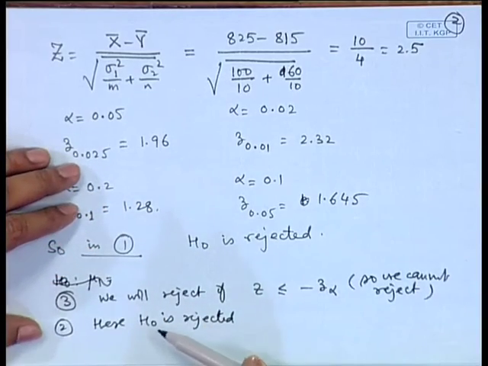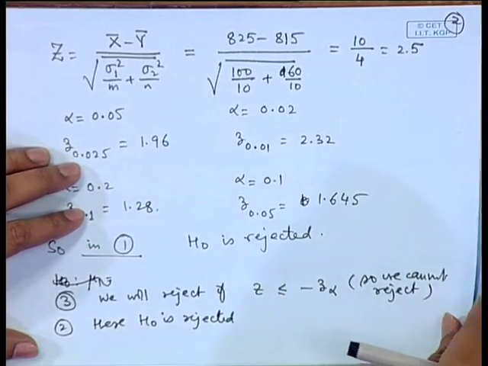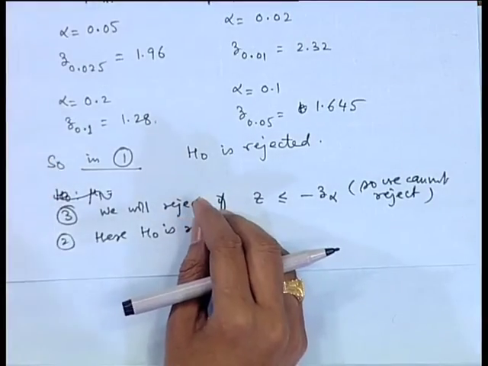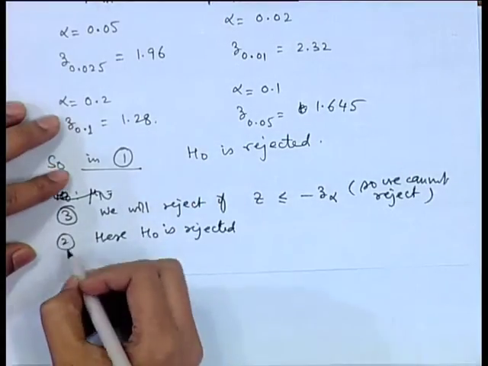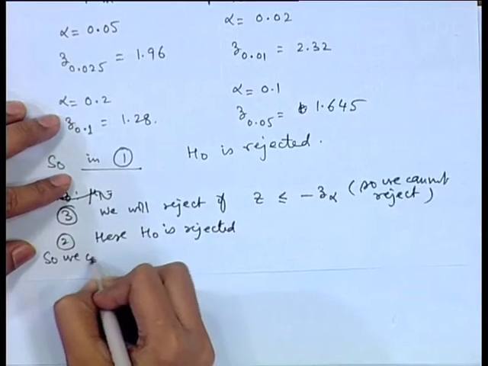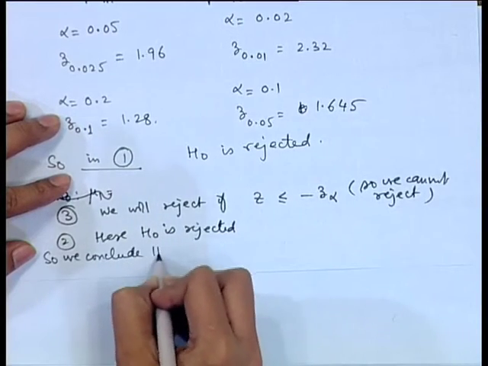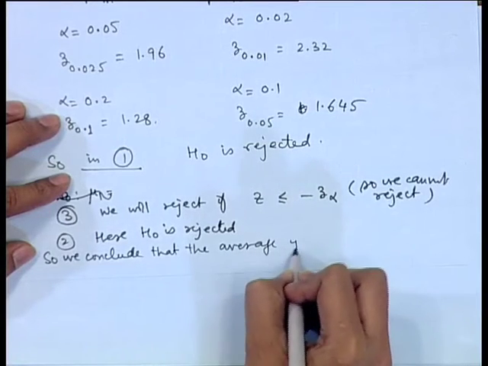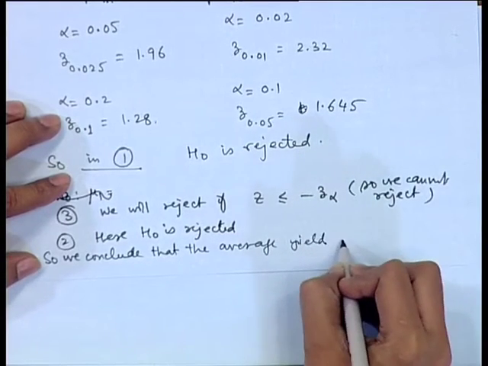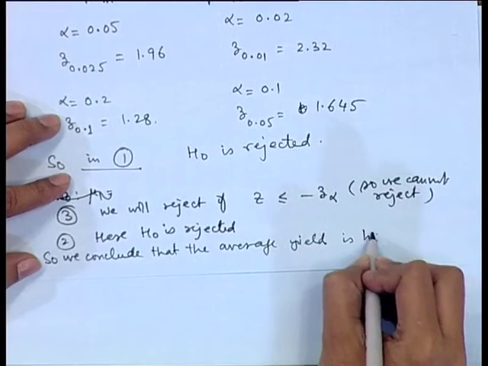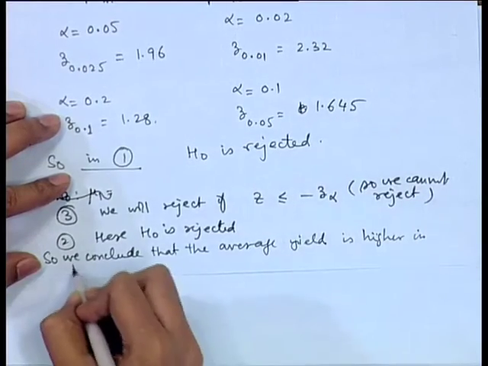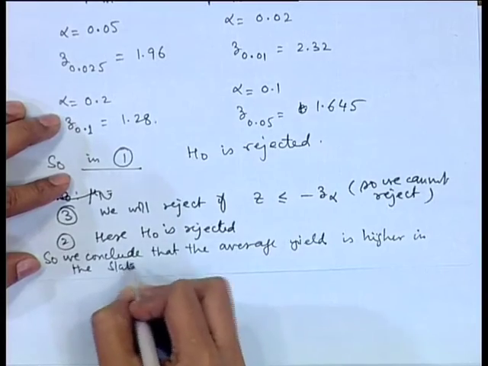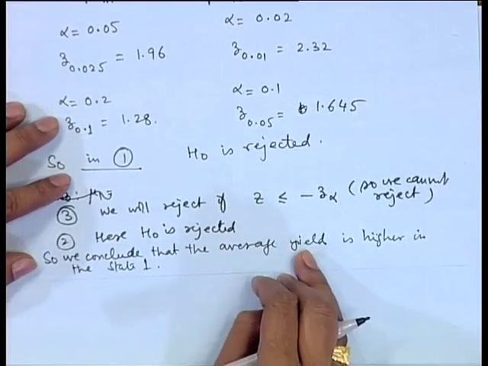So, we conclude that the average yield is higher in state 1. Let us see this description carefully. What was our initial problem?